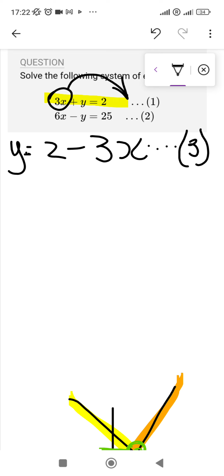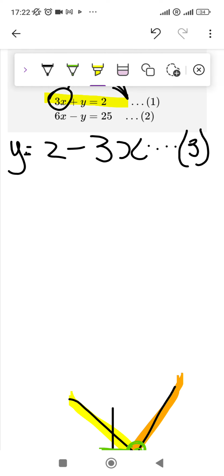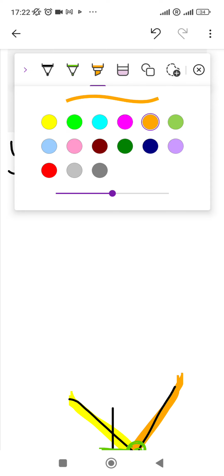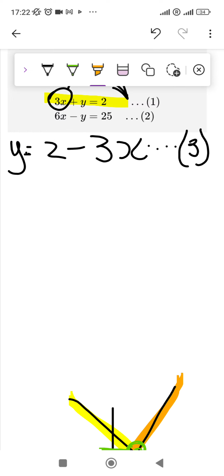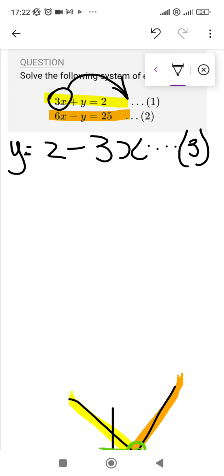The second step, all right? Step two, we are going to put the new equation that we made, number 3, into the equation that we haven't used. Let's maybe make this one orange. We're going to put equation 3 into that orange one. We can't put equation 3 into equation 1, because we used equation 1 to make equation 3.